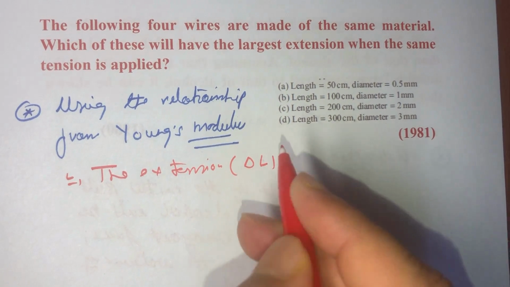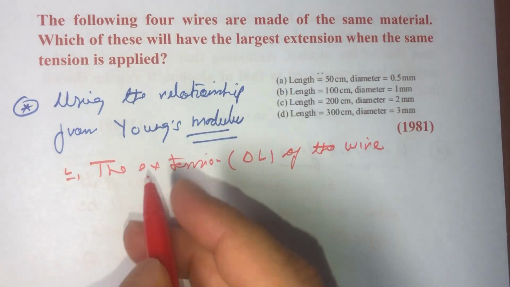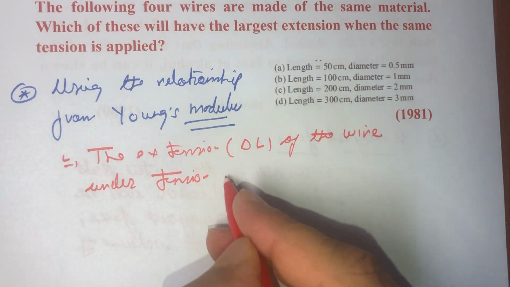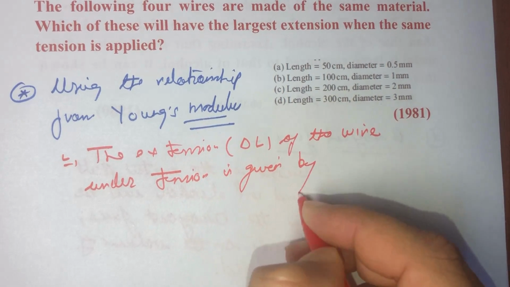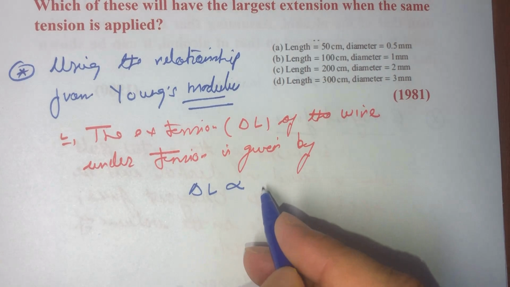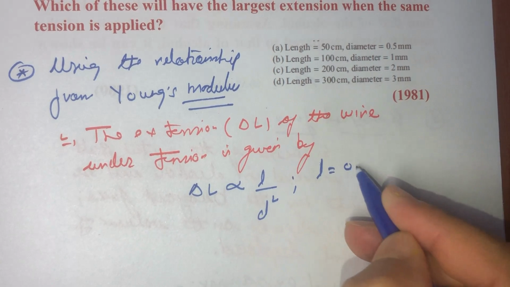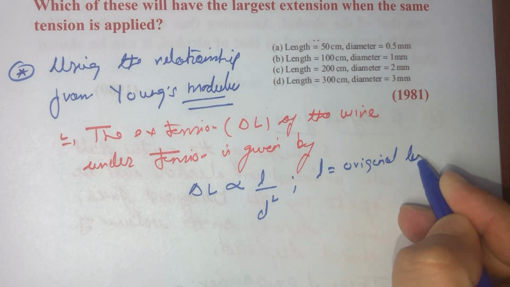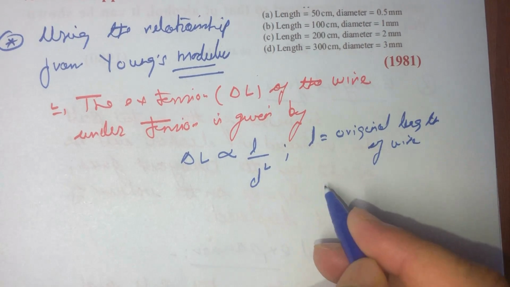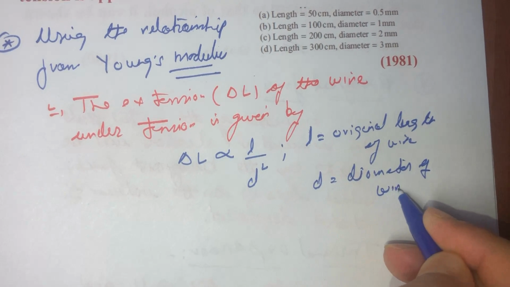is represented as delta L of the wire under tension is given by, and the formula which governs is delta L is proportional to L upon D square, where L is the original length of the wire and D is the diameter of the wire.